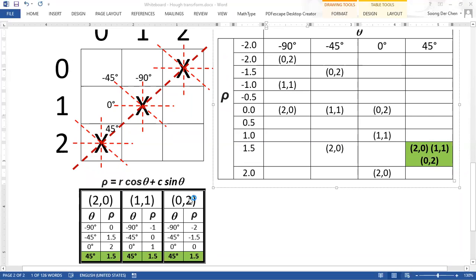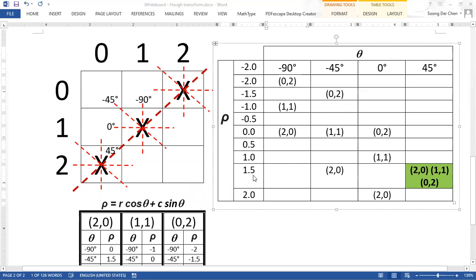And then we do the same for 0, 2. All right, 0.02, negative 90, negative 2. So here, and we do this, and then eventually we'll find that this particular cell here, which corresponds to the equations of line where theta is 45 degree and the rho is 1.5, pass through 3 edge points. All right, so then this is the equations of the line that we are looking for, which pass through at least like 3 edge points, 4 edge points, depending on the parameters. All right, so that will be the equations that we are looking for.